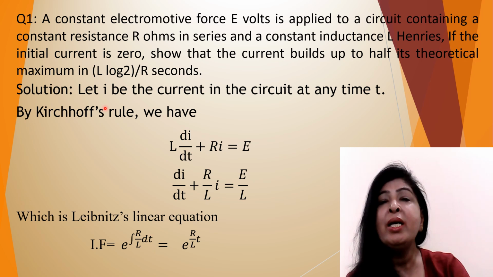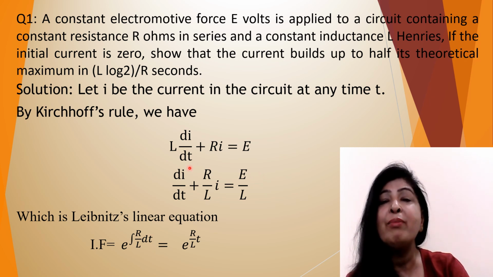So let I be the current in the circuit at any time t. By Kirchhoff's rule, which we have already discussed, the voltage drop across resistance is Ri, and the voltage drop across inductance L is L into di by dt, which is equal to E. Taking L in the denominator, what you will get is di by dt plus R by L i is equal to E by L.